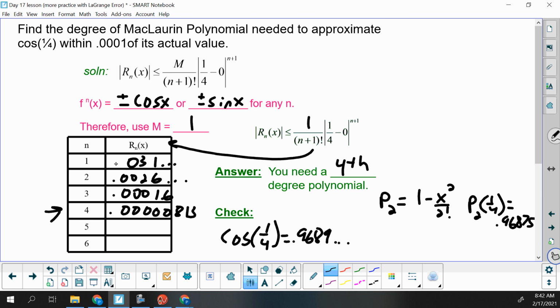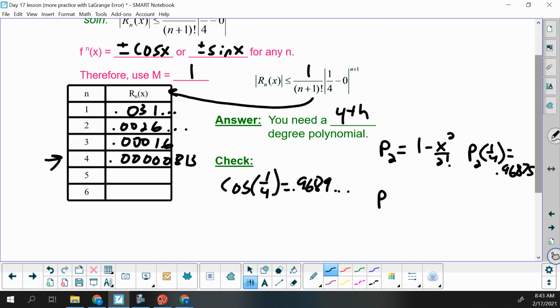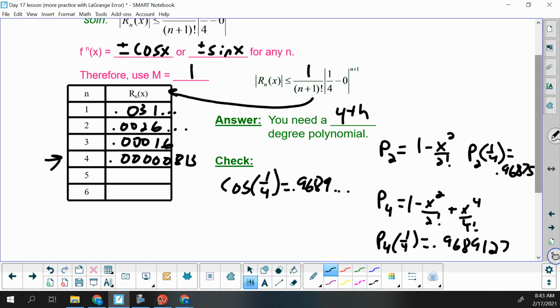So too far off from where we want. It's not within 0.0001. But then if you did the fourth degree, which would be 1 minus x squared over 2 factorial plus x to the fourth over 4 factorial, if you did that at 1/4, you would find it is 0.9689127, which is going to be within that 0.0001. So you wouldn't need to do this check part normally, but that's just to kind of show you that it does work.